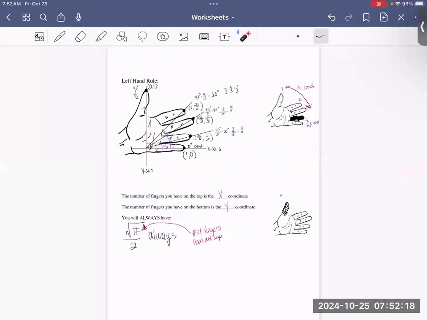So that is the left-hand rule. I hope you found it informative. We're going to be using it in class a lot, or using your special right triangles, anything that gets you to click with that information.